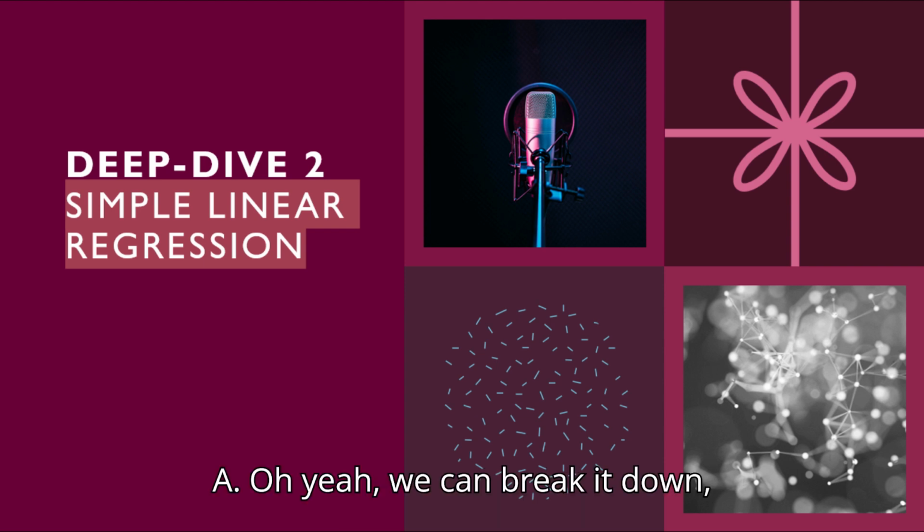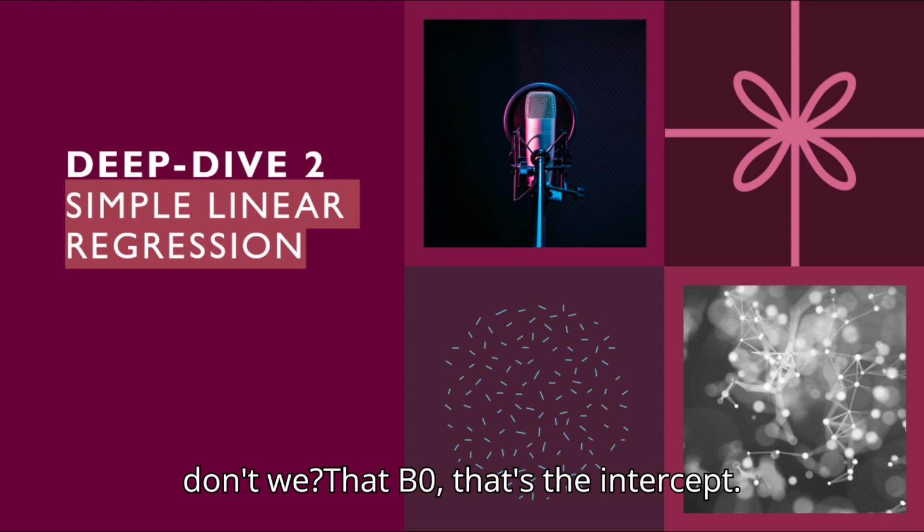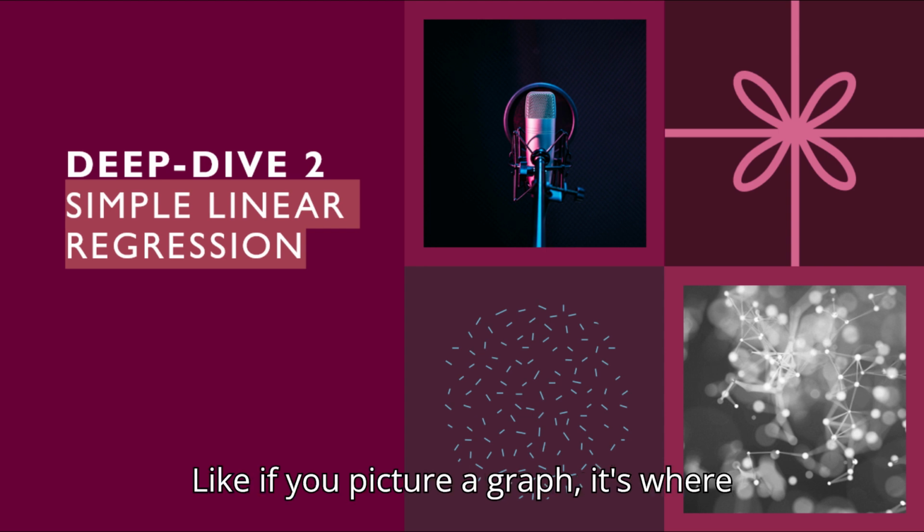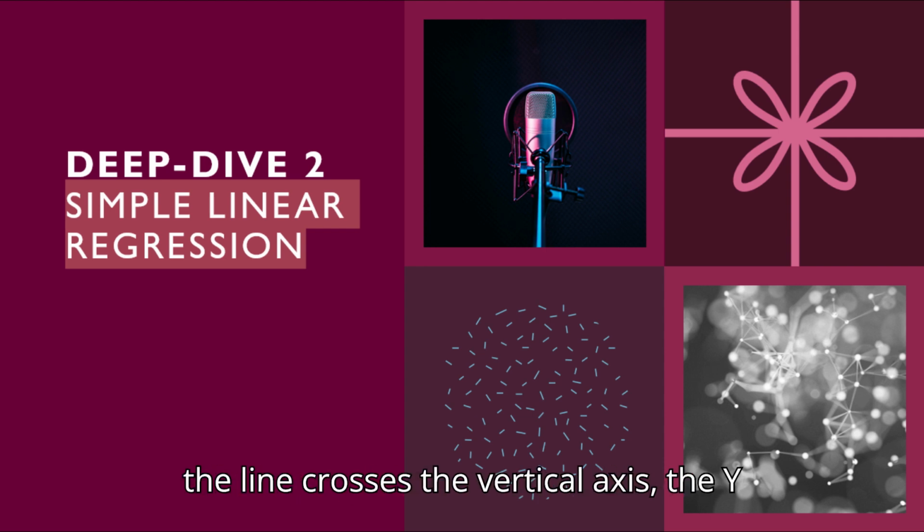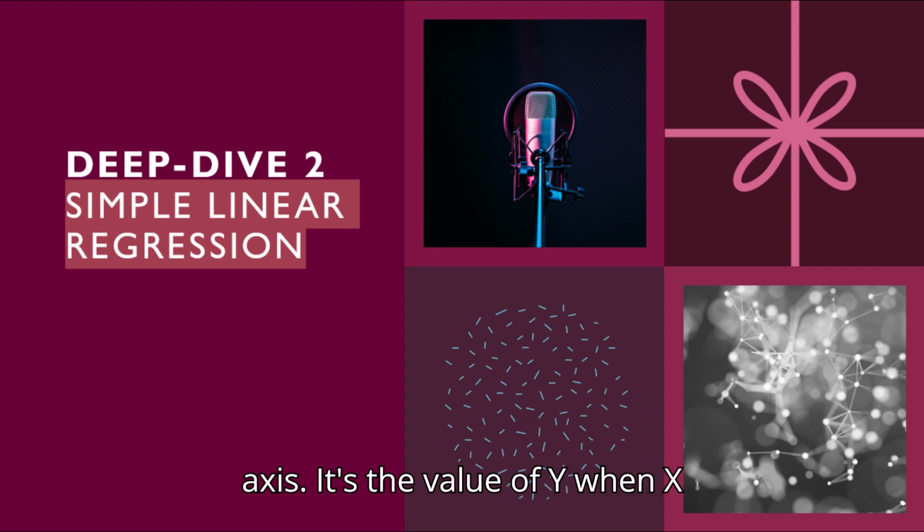I know it looks a little scary, but we can break it down. That b0, that's the intercept. Like if you picture a graph, it's where the line crosses the vertical axis, the y-axis. It's the value of y when x is 0.